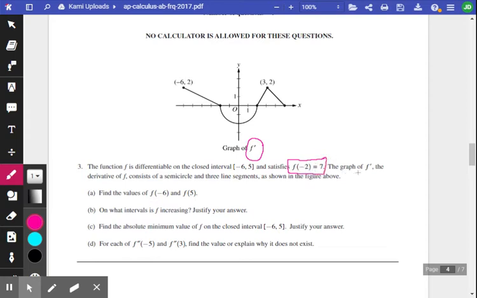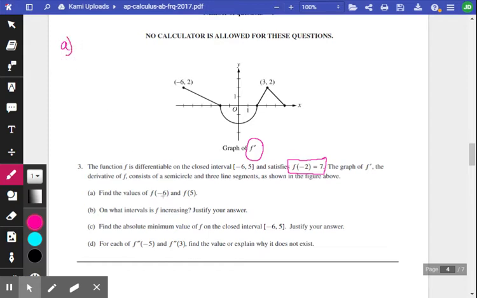The graph of f prime, the derivative of f, consists of a semicircle and 3 line segments as shown in the figure. Find the values of f of -6 and f of 5. Okay, I don't think we've done one like this together before. So I'm going to come up here for part A.